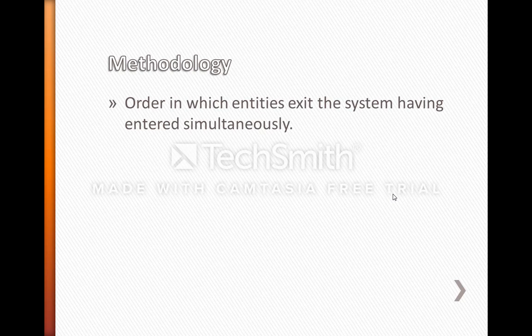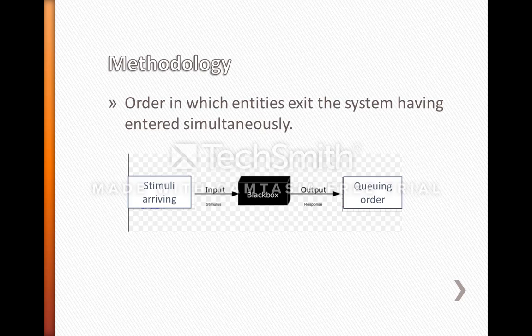So we decided to use the black box abstraction concept as a starting point to decide how to model this. We have our input, which is the stimuli arriving at the same time, and we have our output, which is the order in which they exit, so their queuing order. This comes back to the competitive queuing aspect of our project, where entities entering the system compete with each other to get to the front of the queue first, because obviously the first element is going to be acted on first.